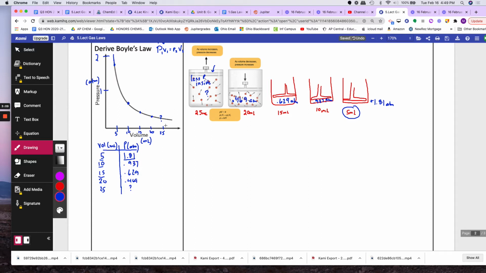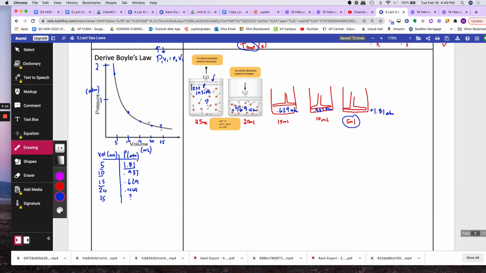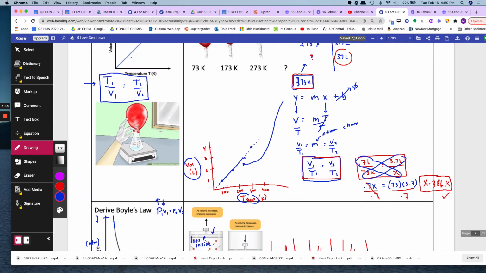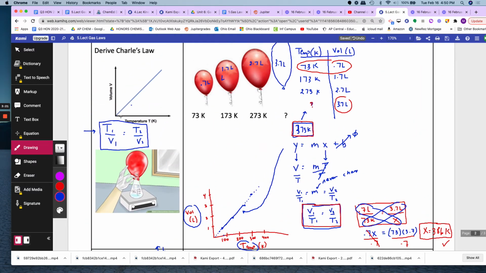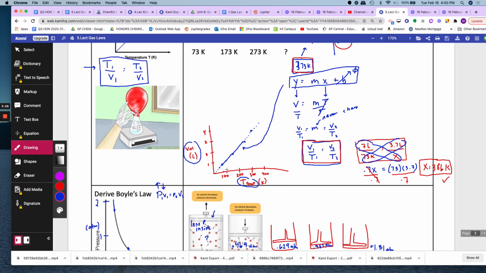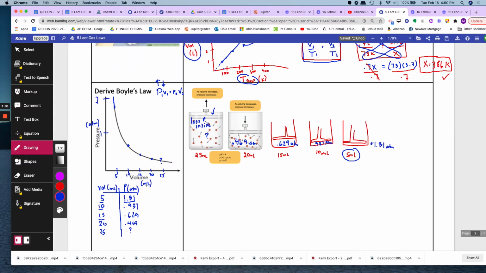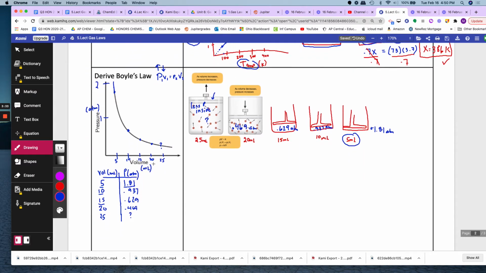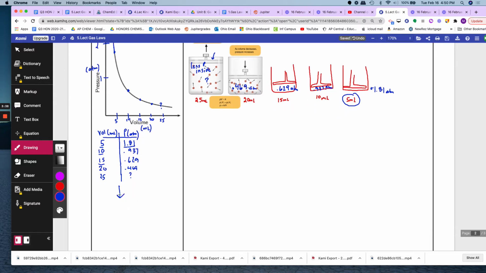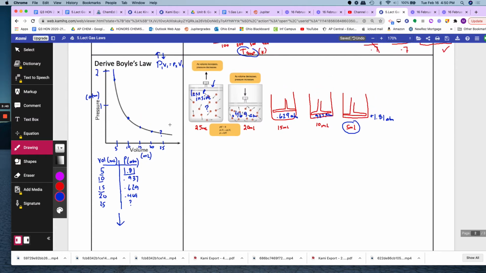So this is not a line. This is a curve, so it's very hard to figure out what this is. If you look at the above experiment, it was linear. Therefore, it was easier for us to use the equation of the line y equals mx plus b. Here, it's a curve, so it's harder for us to model this. So what we will do is change this data so it becomes straight. And here's how we will do it.